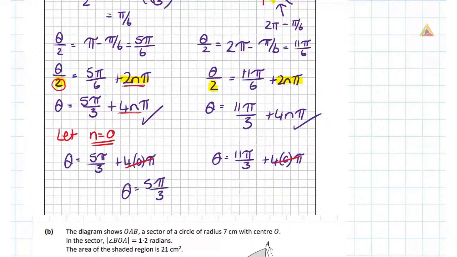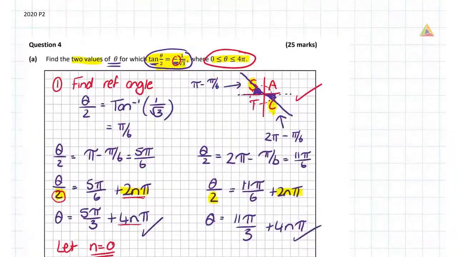So we have 5 pi over 3, and we have 11 pi over 3, and we can't go any further, obviously. We can't let n equal 1, because if we were to let n equal 1, we'd automatically be adding 4 pi to each of our angles here. So we've gone past the cutoff point, or your range, because of what they told us up here in the question.